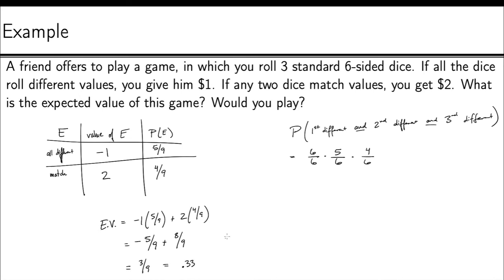Now, would you play this game? This is very important to understand how these things work, because even though the expected value is 33 cents, all this means is if you're going to play this game over and over again under the same conditions, in the long run, you could expect to gain 33 cents. Is it worth it to you to play this game over and over again to come out 33 cents ahead? I would say probably not.